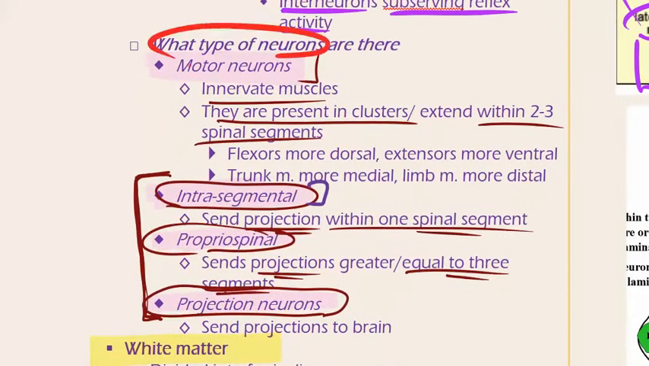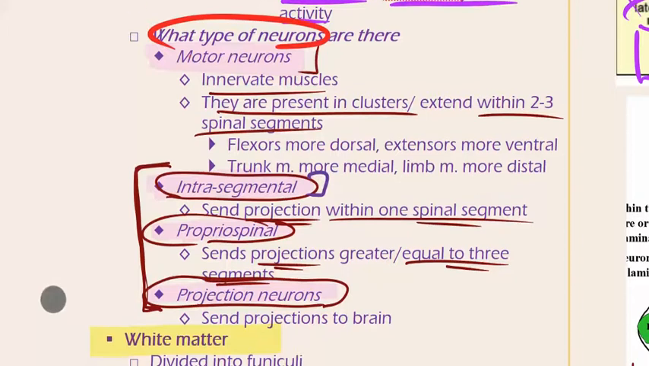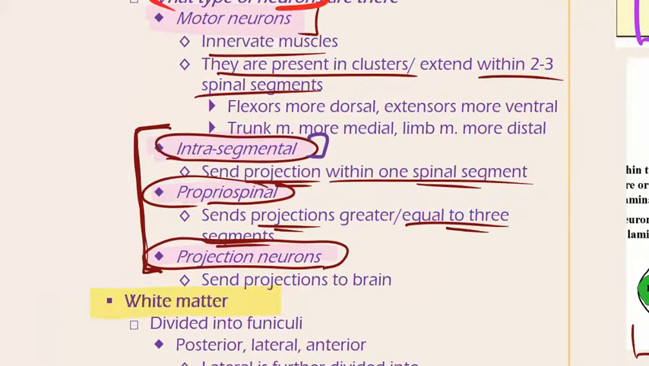So remember, we talked about the subdivision of the gray matter. Within the gray matter, you can find 4 types of neurons. You can find the motor neurons. Notice that motor neurons have their cell bodies directly in that gray matter. Sensory neurons have theirs in the dorsal root ganglion, which is outside. So you have motor neurons, intrasegmental neurons, propriospinal, and projection neurons. These are going to be sending information to different segments or to the brain.